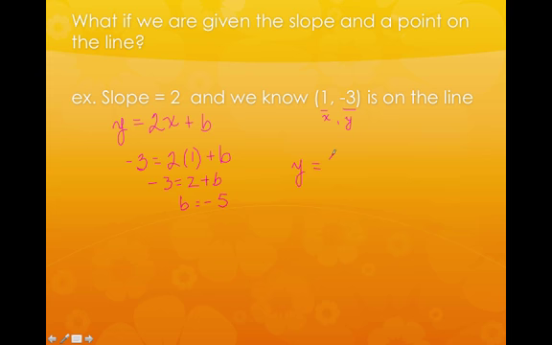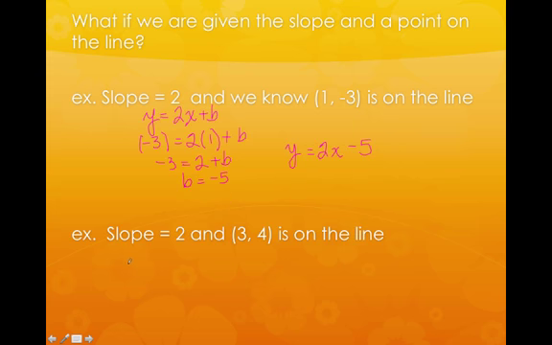y equals 2x minus 5, and that would be my final answer, my final equation. Slope is equal to 2, and I have the point (3, 4).